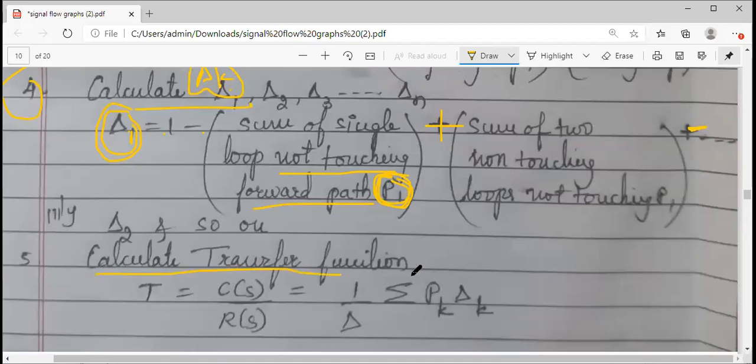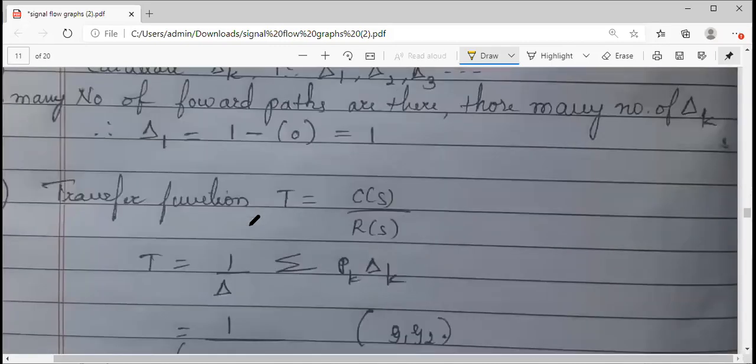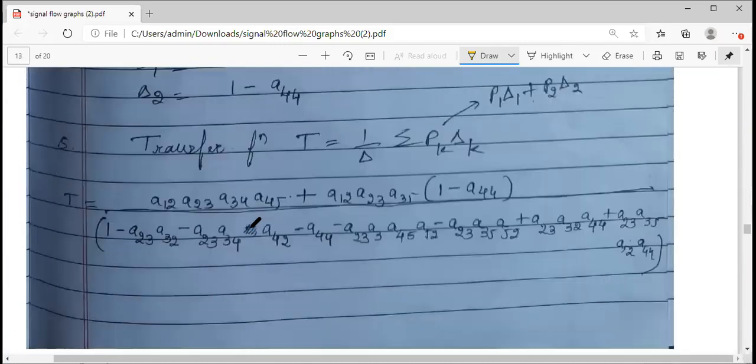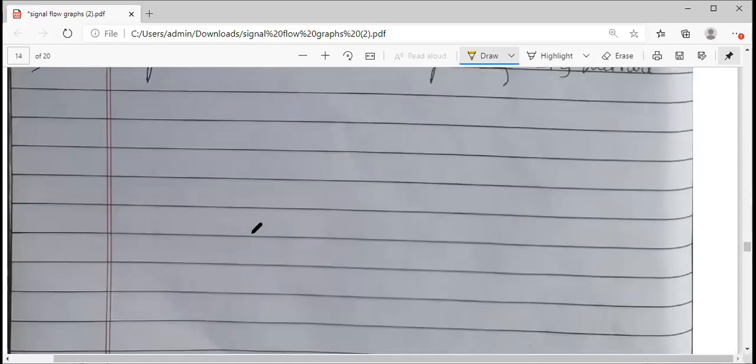Finally, you need to calculate the transfer function by Mason's gain formula: summation of Pk and delta k, divided by delta. Pk is the forward path gains, and as many forward paths as there are, that many delta k there will be. Then you have delta. So these are the steps to be followed. This will make our work easier when we start solving the problem.